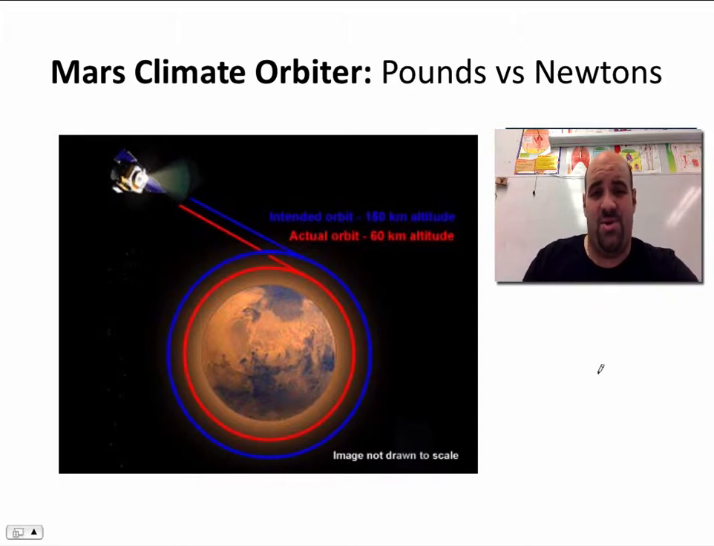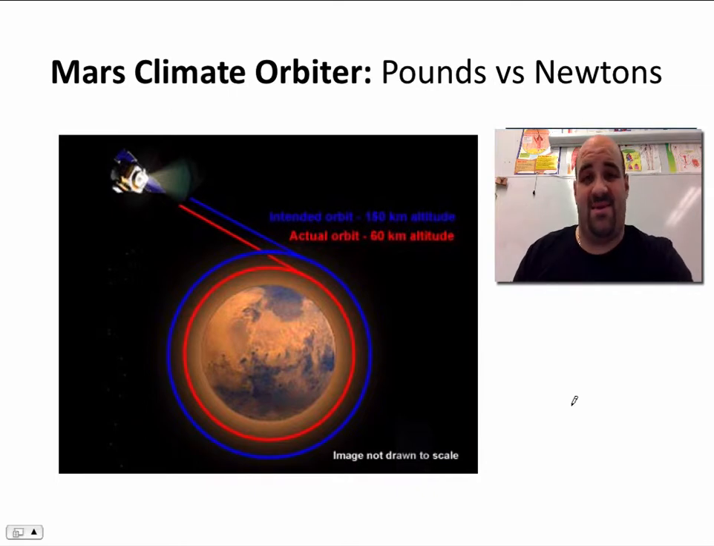So a simple unit conversion error. One group used pounds, the other group was using newtons. Imagine mixing up feet and centimeters and costing $125 million. That's essentially what happened here. Pretty embarrassing time for NASA. It was otherwise awesome.